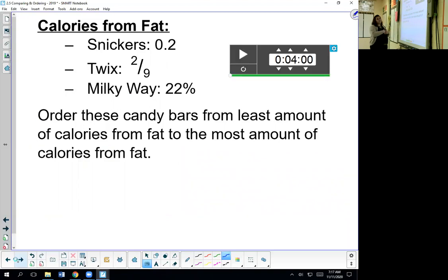I want you to try this one, see if you can answer the question. It says Snickers is this amount, Twix is this amount, Milky Way is this amount, this is your calories and fat. Order these candy bars from the least amount of fat to the most amount. By the way, when I say to order them, it's the original numbers or the original names. So make sure it says order these candy bars. So you want to make sure you're answering the right thing. So we're going from least to greatest. Okay, so go and pause the video.